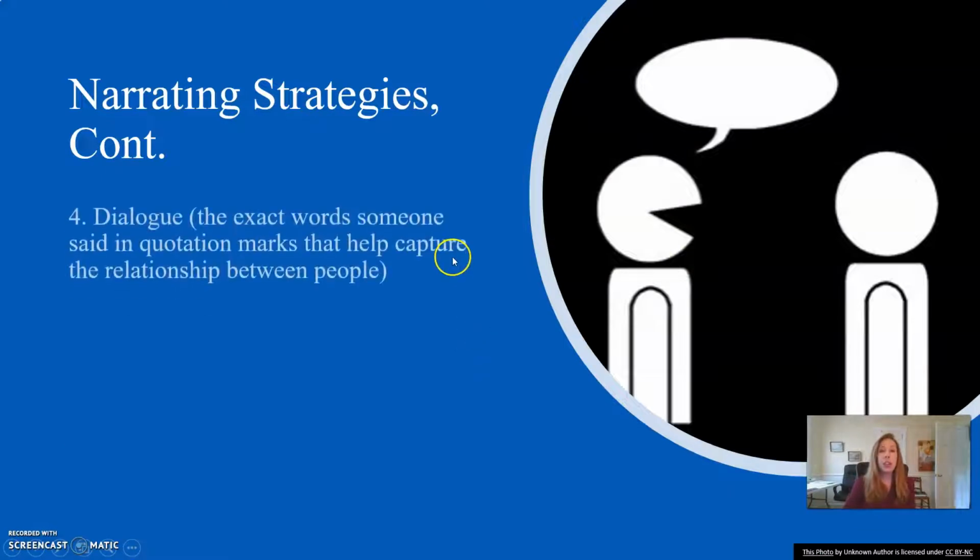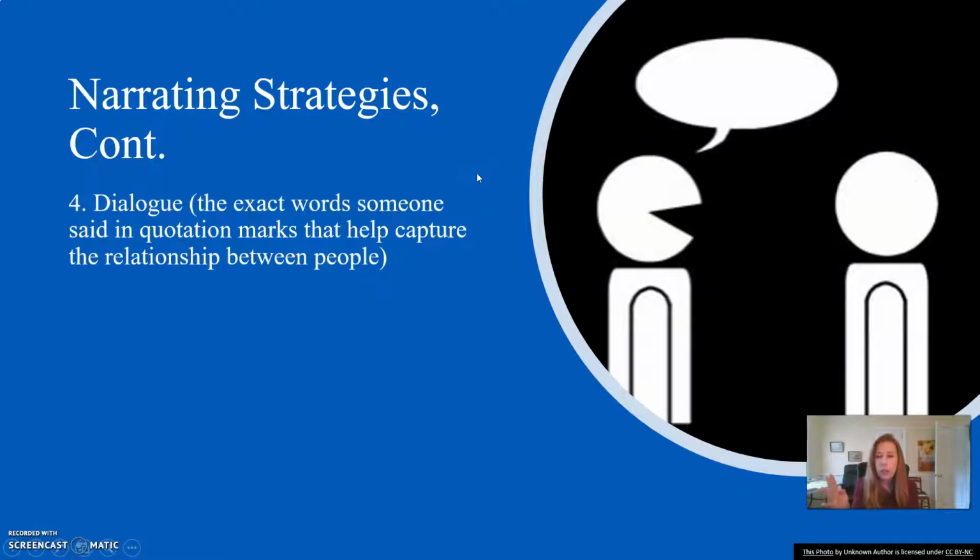And then finally, narrating strategies. The 4th one, dialogue. Dialogue gives us the exact words that someone said, and we put them in quotation marks, that help capture the relationship between people. So you might want to have some dialogue in your paper to show how your relationship evolved or what it was like with the person that you're writing about.